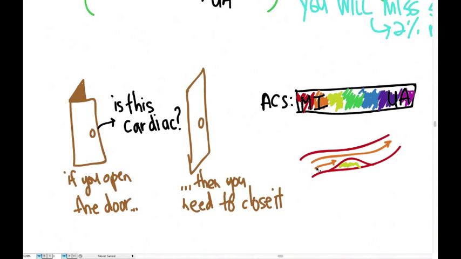So maybe when this guy is just walking around, this one arrow worth of blood flow is enough for his heart, and that's fine. But when he's exercising, he needs more, and this second arrow can't get through. So now he gets chest pain when he's exercising, and now he gets ischemic changes on his EKG, or he has some wall motion abnormalities on his echo. So this is what we're looking for with our stress testing. We're going to try to provoke these changes. So we call this provocative testing.